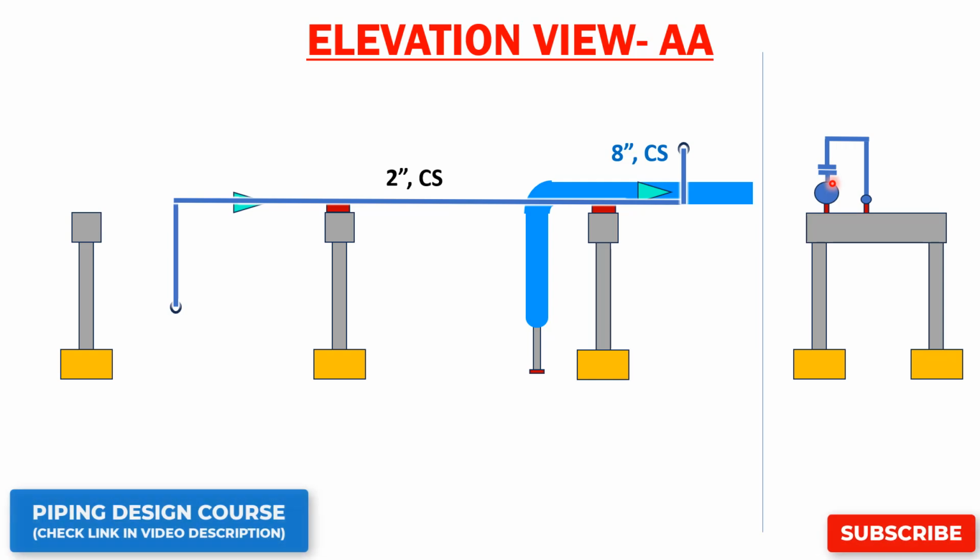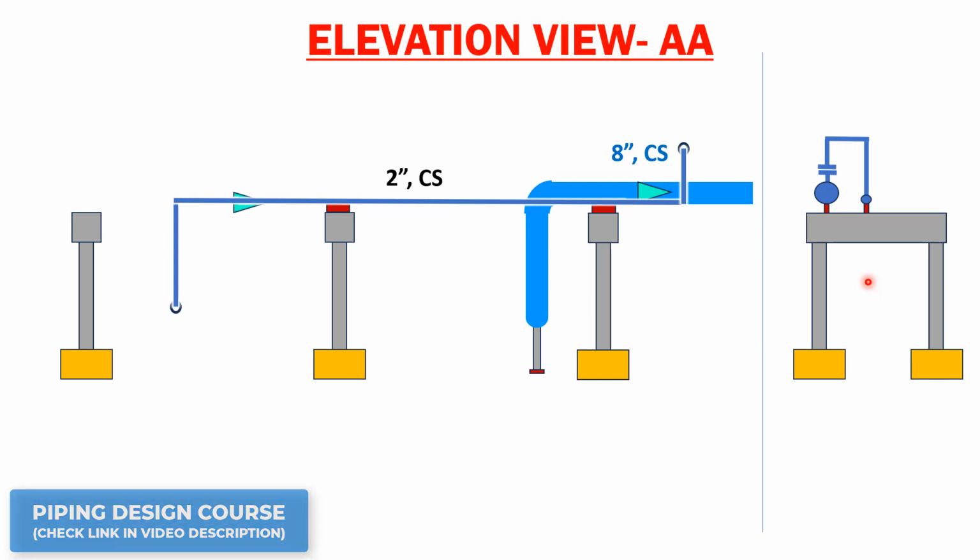Now the only issue is that in the 8 inch header you have to install this flange connection. That can be done. There are multiple options, stub-ins and stub-outs. Even if you want, you can cut the line and put a tee, or you can put a weld outlet.